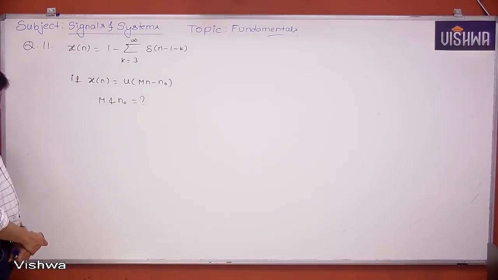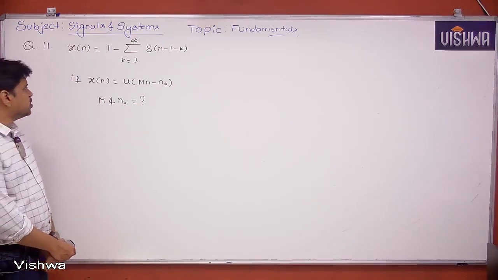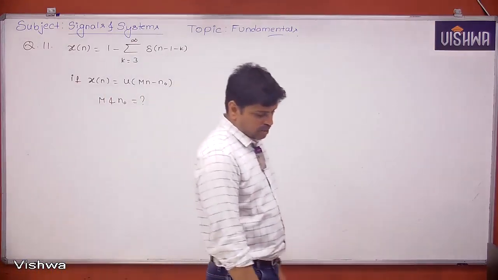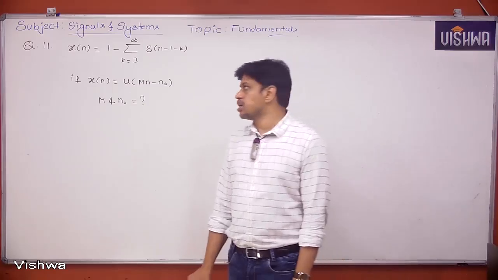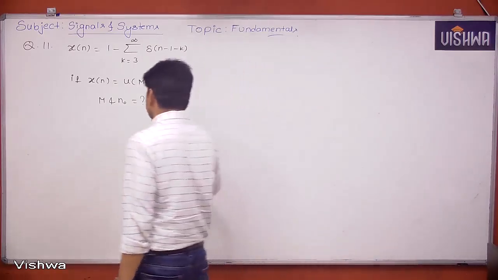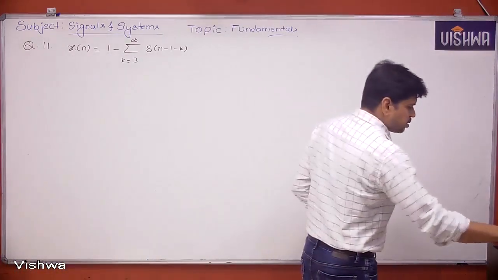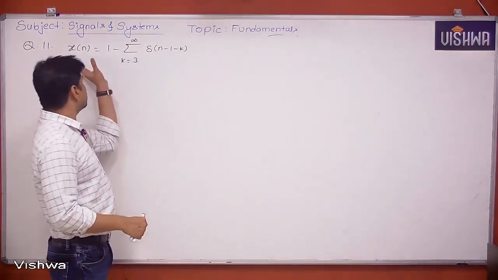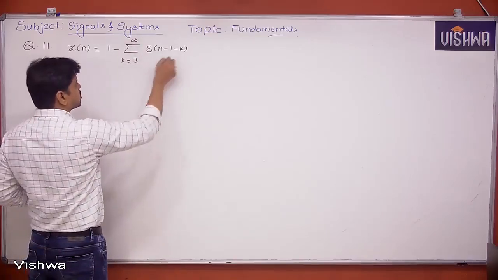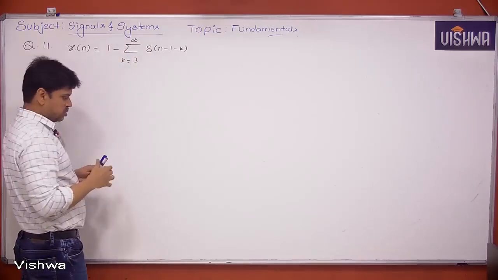How can we solve this? Remember, in signals and systems, whenever it is difficult to analyze mathematically, it is very simple to use the graphical procedure. The graphical procedure may be very easy in this question. Let's check how easy it is going to be. Let's treat this whole function x(n) as a combination of two functions: one is this summation function, another one is 1. So this function has to be subtracted from 1.